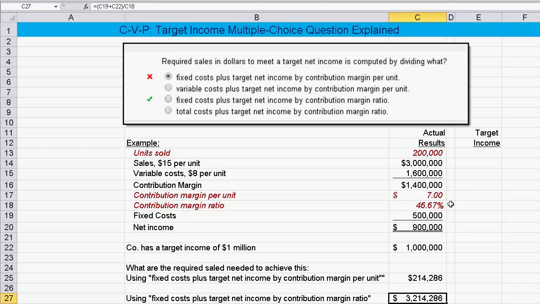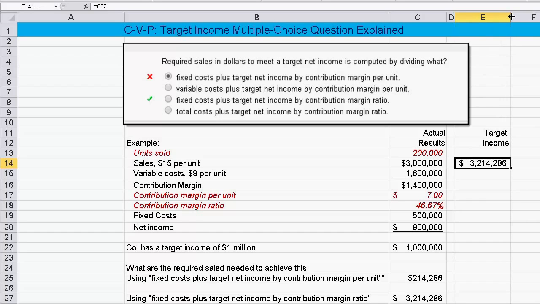When we do that, we get 3,214,286. Well, let's see if that works. Let's make sales 3,214,286. Let me make this wide enough so we can see the column here.